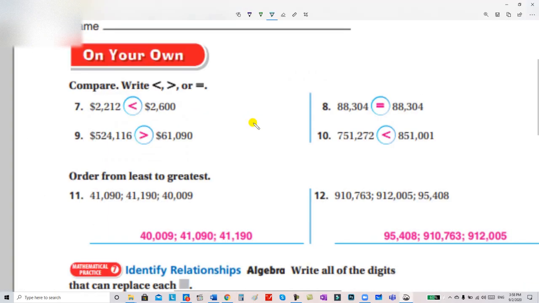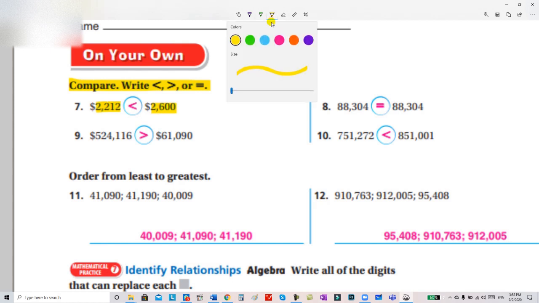Okay, now we want to compare between these two numbers using these signs: smaller than, greater than, or equal. We have these two numbers and we want to compare between them. First of all, as we all know, we have how many digits here? 1, 2, 3, 4. So write 4 above it. And we have how many digits here? 1, 2, 3, 4 also.